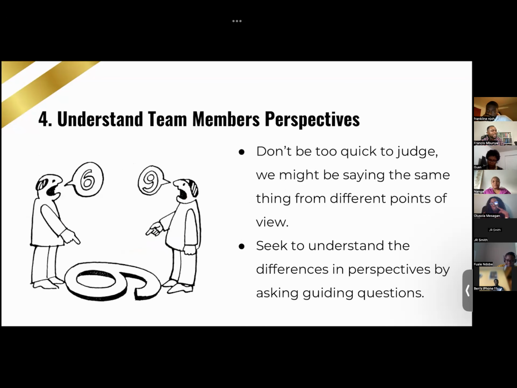Number 4, understand team member perspective. You can be seeing a 6 or a 9. It just depends from what angle we are looking at it. It depends from what point we're standing. So this is a very powerful concept that helps you to separate, this person is right, this person is wrong, this person is right. And when you shift, this is also a very powerful concept in life.